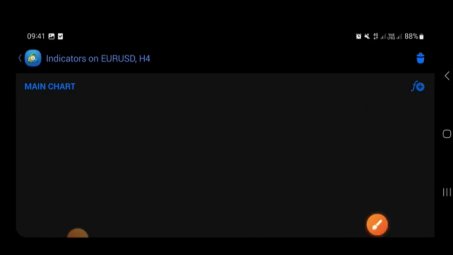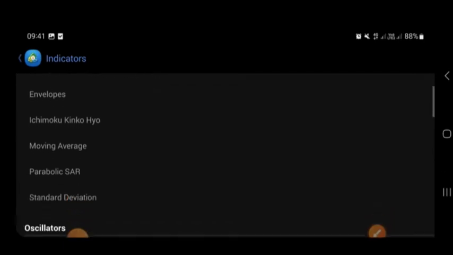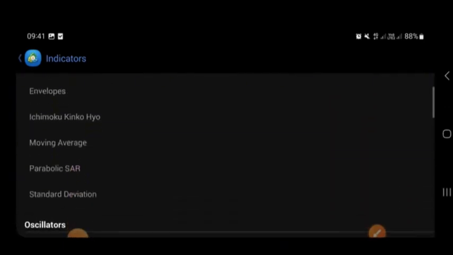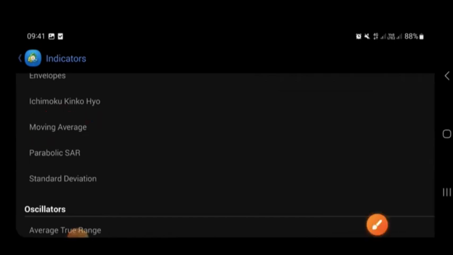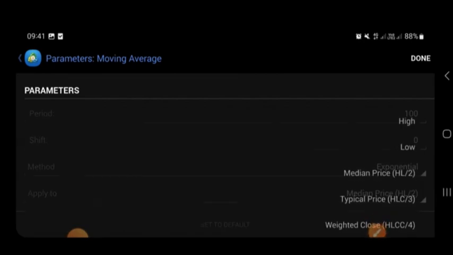Once you press moving average, by default, guys, you might find a lot of things different here, but what I want you to do is, at the period here, make sure the period is 100 and the shift remains 0, right? And the method is exponential, and then here, let me show you, at the apply.